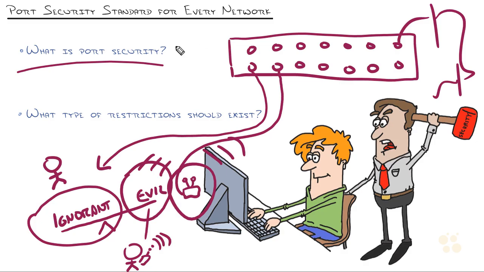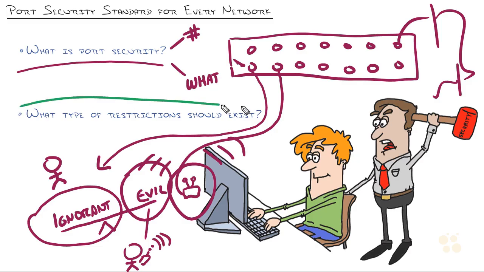So port security really does two things to prevent this. One, I can restrict the number of MAC addresses allowed on every single port of the switch, as well as restricting what MAC addresses are allowed on every port of that switch. And that leads me to my second question right here. What type of restrictions should exist?